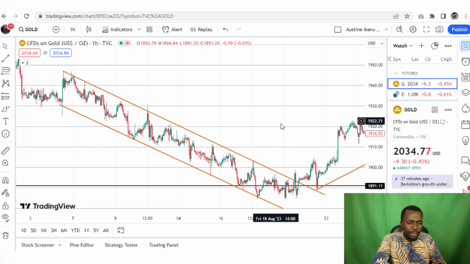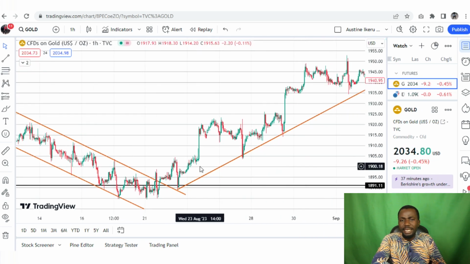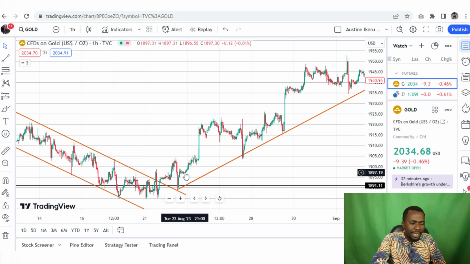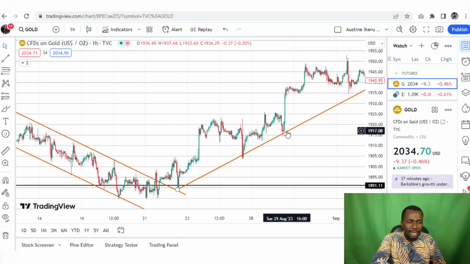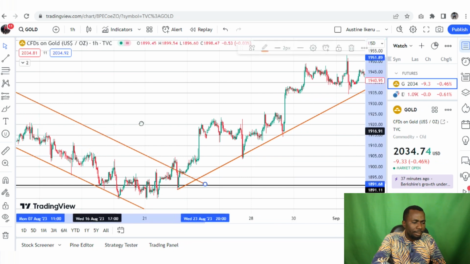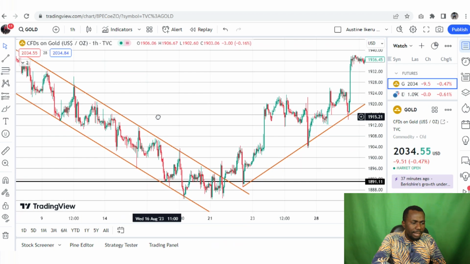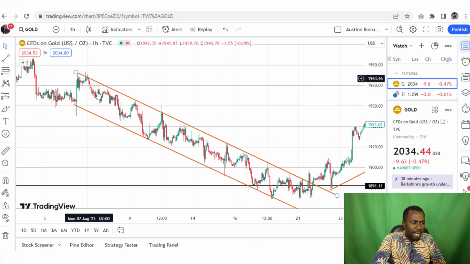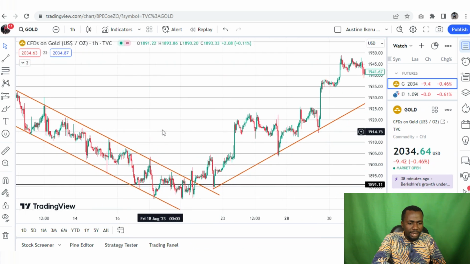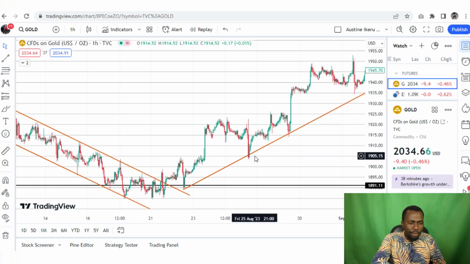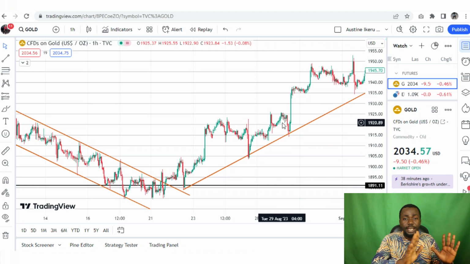Immediately you take your profit, you also monitor the market again to know whether a new trend has developed. If you watch, you will see that a new trend has developed here. The market is now making higher high and higher low, because before, the market was making lower high and lower low. So you can clearly see that the trend has changed direction.